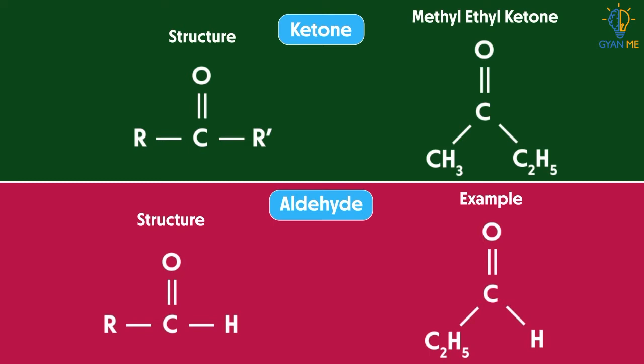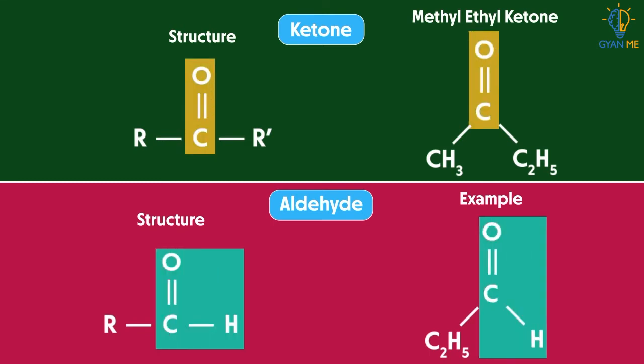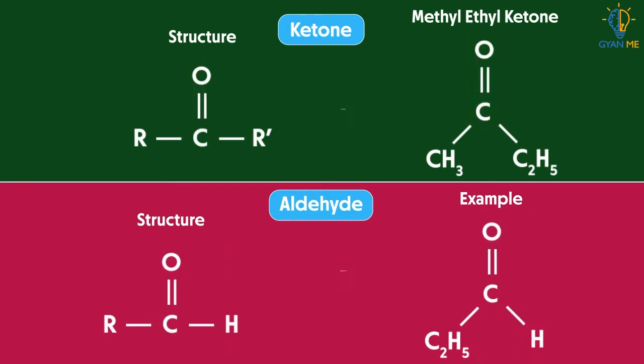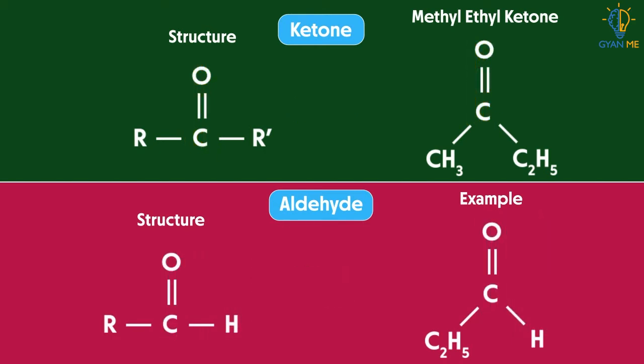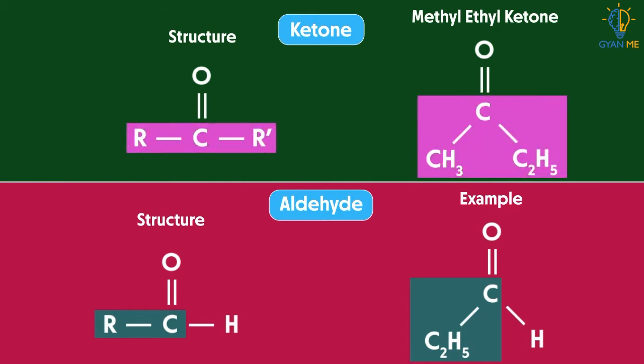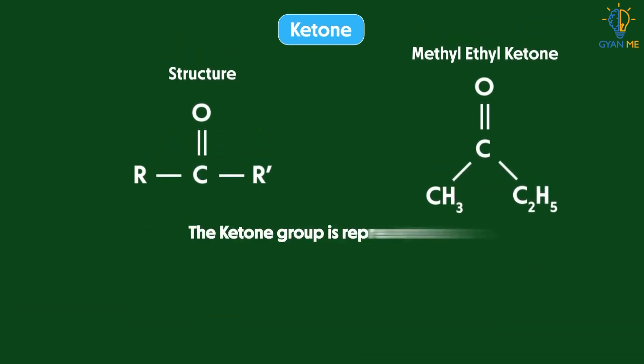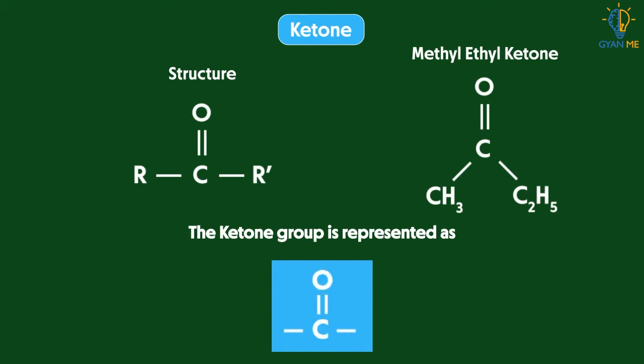But in ketone functional group, the carbon atom is bonded to the oxygen atom only. Here hydrogen is not there. That is, both the valencies of carbon are free to make bonds. Unlike aldehydes, they have only one carbon and one oxygen bonded by a double bond and are represented like this. So in contrast to aldehydes, the carbon atom can be bonded to two different alkyl groups. The ketone group is represented as -C double bond O dash.